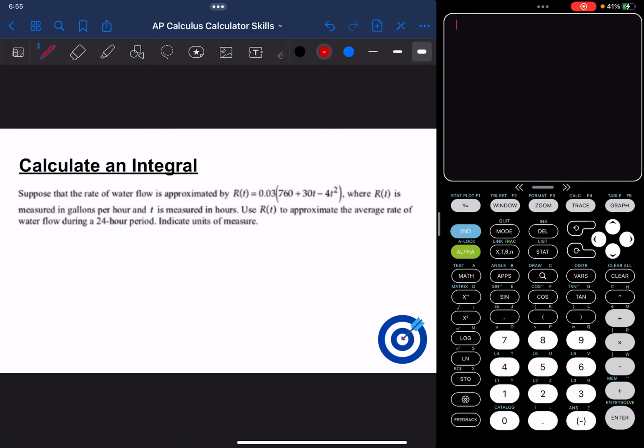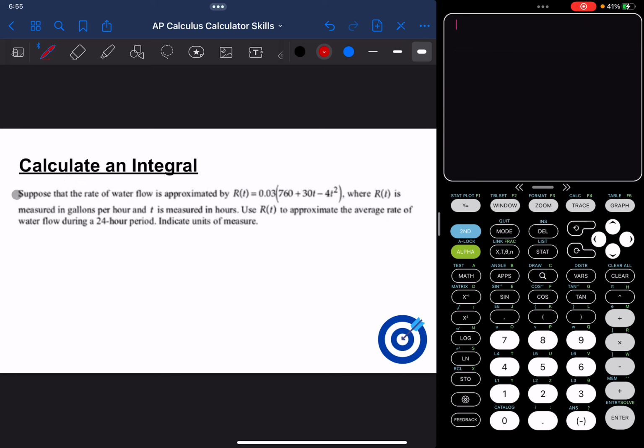All right, everyone. So in this video, we're going over another skill that you're going to need to pass the AP Calculus test using your calculator, and that is calculating an integral with your calculator. So make sure you've got your calculator with you, make sure it's charged up, and make sure that it's in radian mode. You always want to have it in radian mode just so that you never get caught off guard.